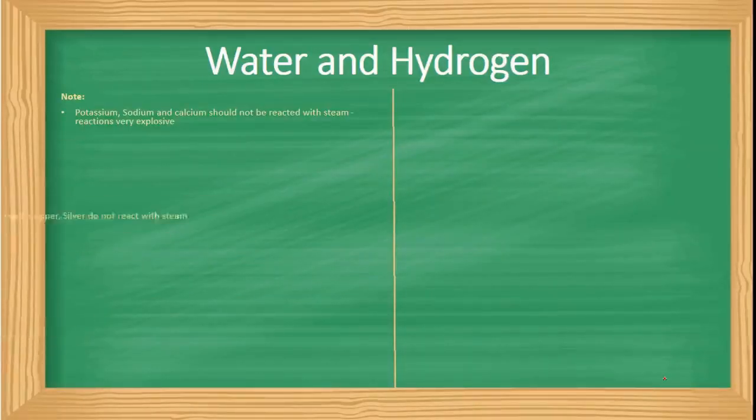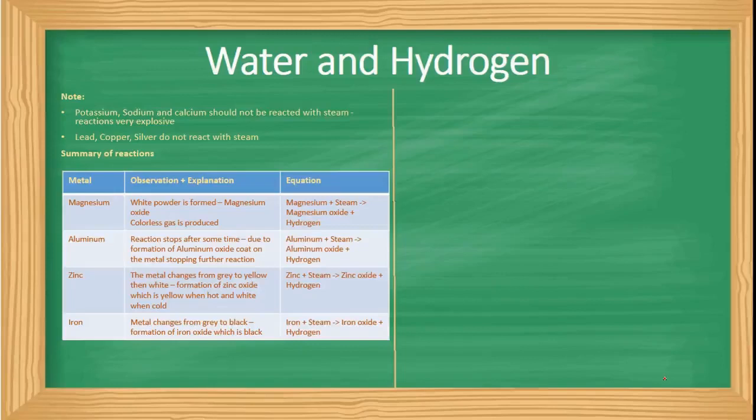Points to note: it is not advisable to react potassium, sodium and calcium with steam. This is because the reactions are very explosive. So for potassium, sodium and calcium, avoid reacting them or burning them in steam. Lead, copper and silver don't react with steam. So now you are left with about four metals that are able to react when burnt in steam.